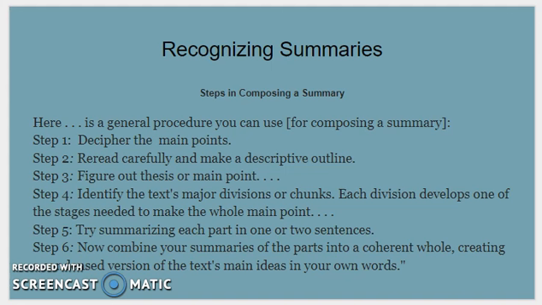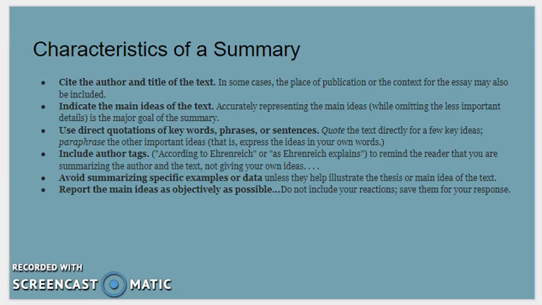Then combine each part into a whole coherent version of the main text. These are the characteristics of a summary. You have to cite the author and the title of the text, indicate the main ideas of the text, use direct quotations of key words, phrases, or sentences, include author tags, avoid summarizing specific examples or data, and report the main ideas as objectively as possible.